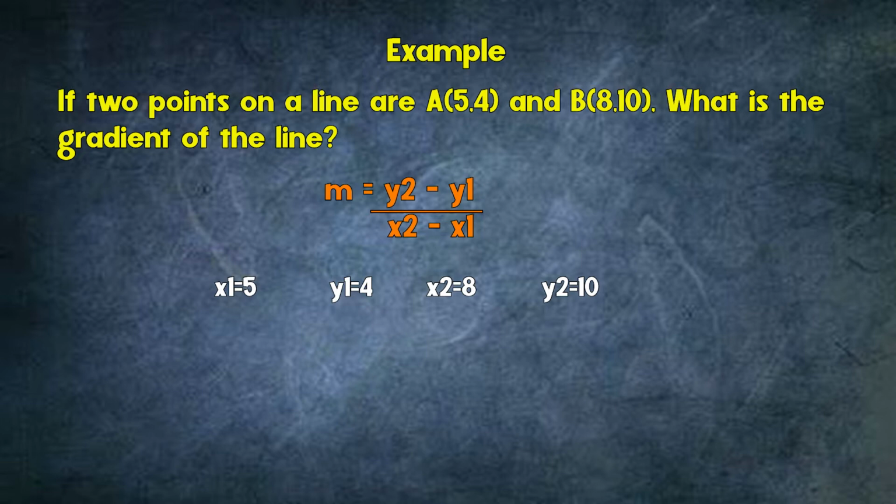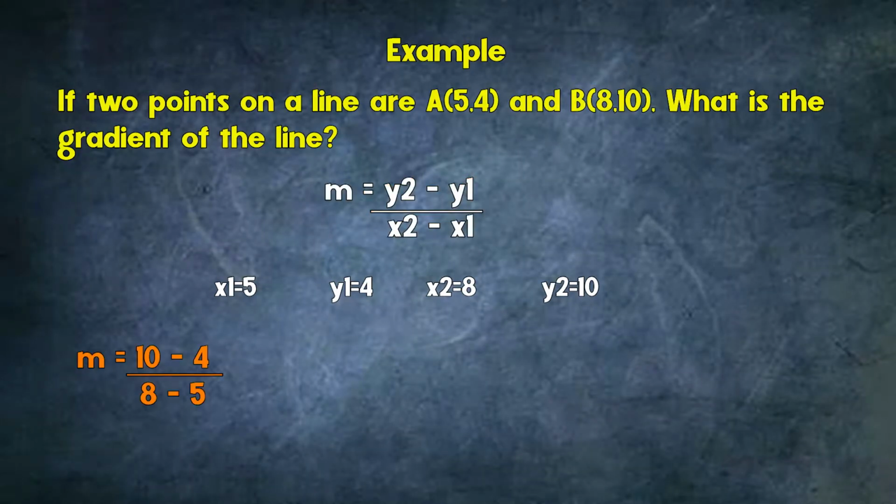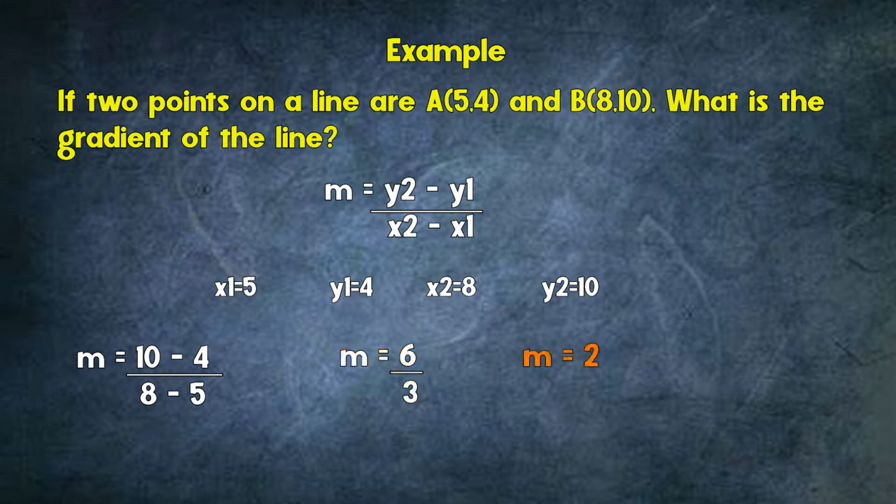So the gradient is equal to y2 (10) subtract y1 (4) over x2 (8) subtract x1 (5). So we have 10 subtract 4 divided by 8 subtract 5. 10 take 4 gives us 6 and 8 take 5 gives us 3. 6 divided by 3 is 2. So the gradient of that line that has the 2 points A (5, 4) and B (8, 10) is 2.